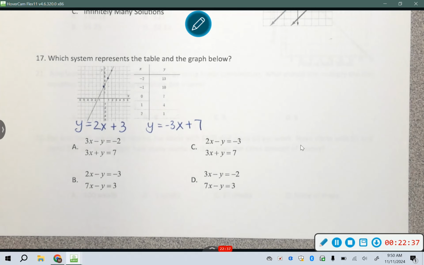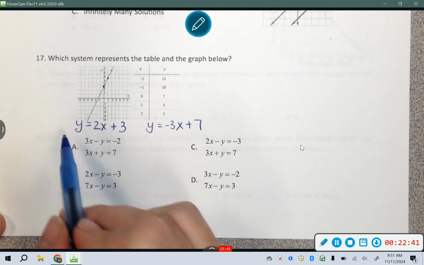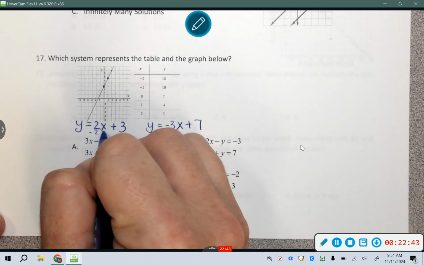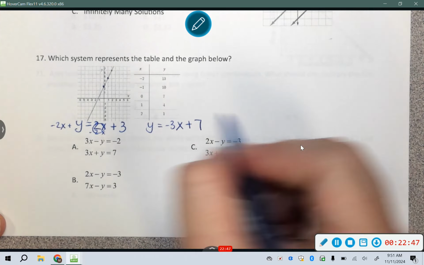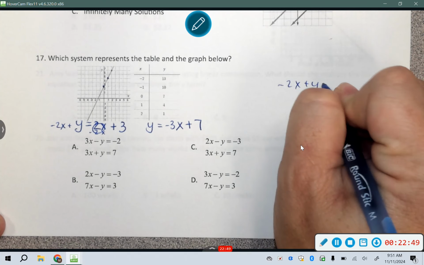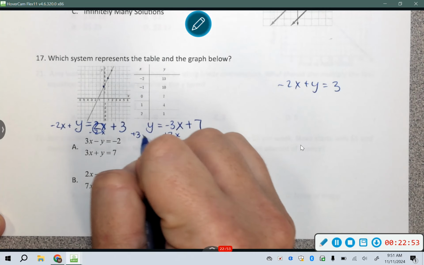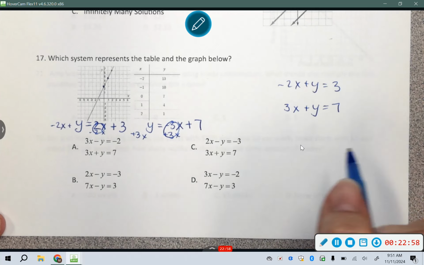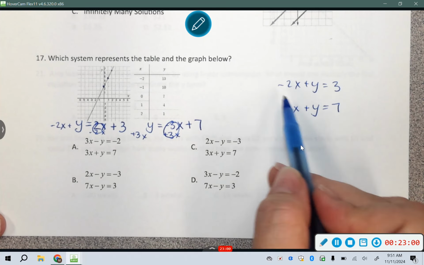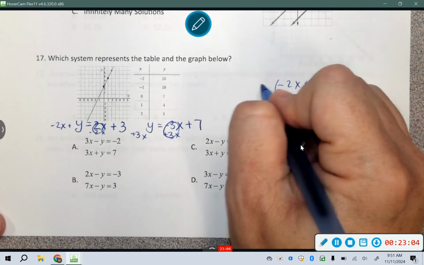Again, remember, to put it in standard form like these, I need to move my x. So how do I move this x? I'm going to do -2x, plus y. So that gives me -2x plus y equals 3. Here, I'm going to do plus 3x, and I have 3x plus y equals 7. Now, I don't know if you remember, but x, your A term, is not allowed to have a negative. So we have to multiply this whole thing by -1.